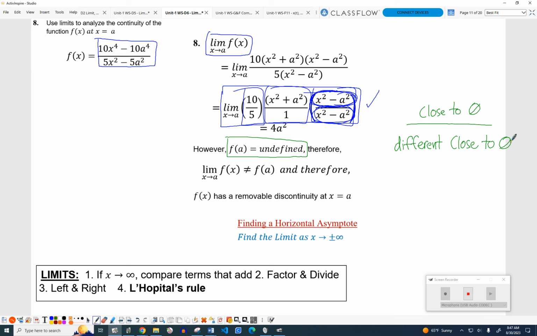So close to 0 divided by a different close to 0, we don't know what that is. That usually means we probably should have factored.